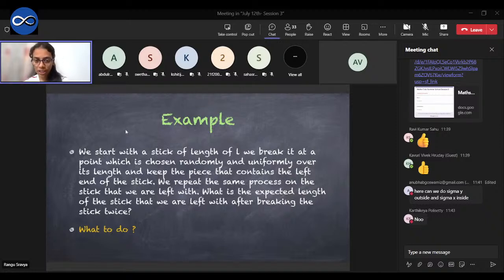This is nothing but application of law of iterated expectations. What is required is the expected length of the stick that we are left with after breaking the stick twice. From law of iterated expectations, what we find is E of x. So let us assume x to be a random variable denoting the expected length of the stick after we break it twice, and assume y to be the expected length after we break it once. So try to find E of x by applying E of x given y. Try it for 1 minute.